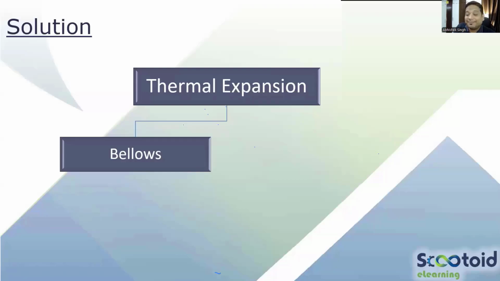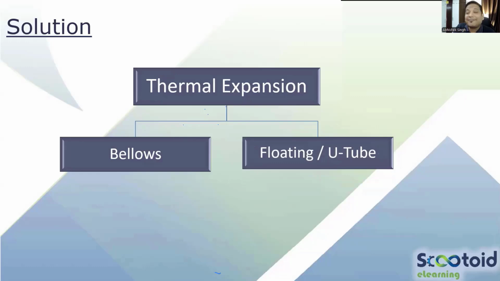Is it that bellows are the only solution to tackle the thermal expansion? No. Floating heads also tackle the thermal expansion. U-tube also tackles it. There is no thermal expansion problem in a U-tube. Okay, so that is another solution. So either I can have a floating heat exchanger, or if it is possible for that fixed tube sheet design, if I can change to U-tube, I can do that also.